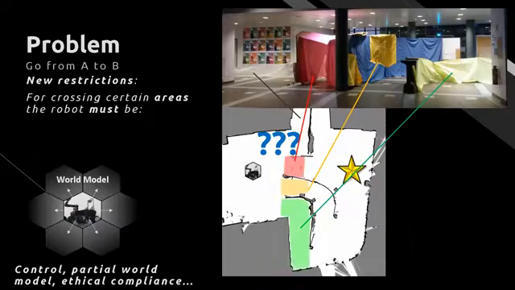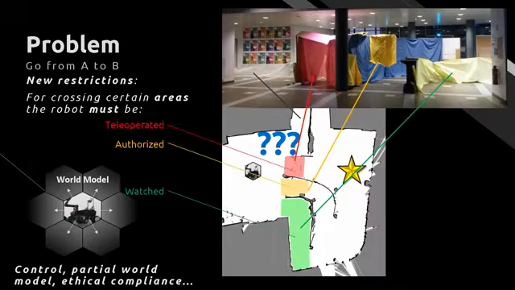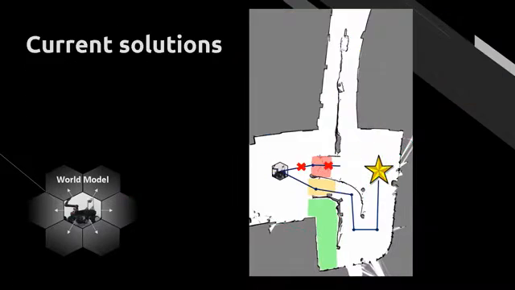Now, what if you had some restrictions on the level of autonomy that the robot can have? Here, we want the robot to be watched. There, we want the robot to ask for authorization before action. And there, the robot can only cross using teleoperation. The range of solutions for handling such a problem remain very limited.